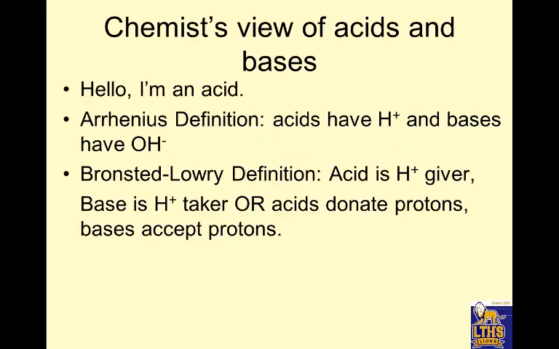So how do chemists view acids and bases? There are definitions of it. Remember when we first talked about acids, they start with hydrogen. So it's, hello, I start with hydrogen, I'm an acid. There are 2 different definitions that you'll have to understand. The Arrhenius definition is pretty simple. It was the first definition of acids and bases that was developed scientifically. Acids have H+, and bases have OH-. So things that have hydrogen in them are acids, things that have hydroxide are bases.